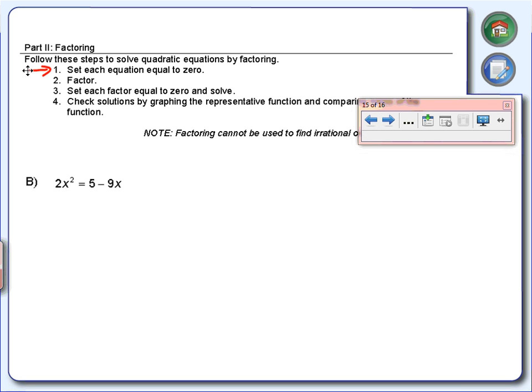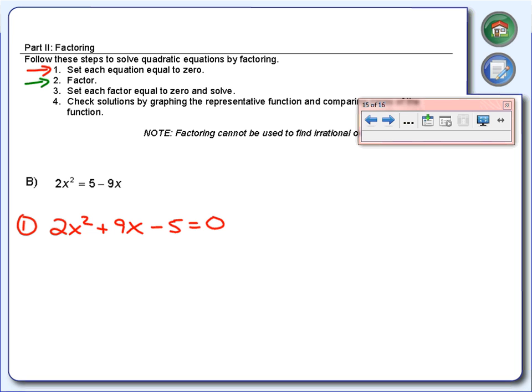Again, first step, get the equation equal to 0. So that's what I'm going to do first here. I'm going to take the negative 9x and move it to the left, so that becomes positive 9x. I'm going to take the 5, do the same thing, move it to the left, so now that becomes negative 5. So there's my first step. Get it equal to 0.